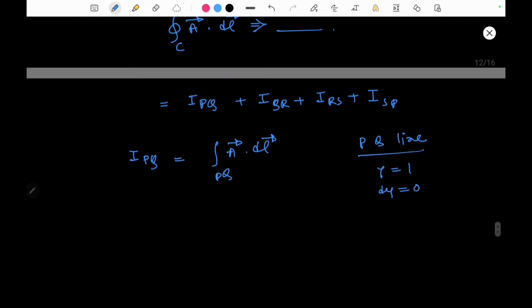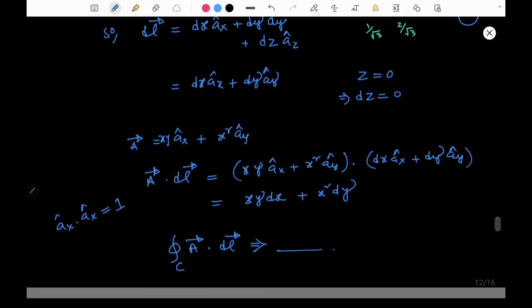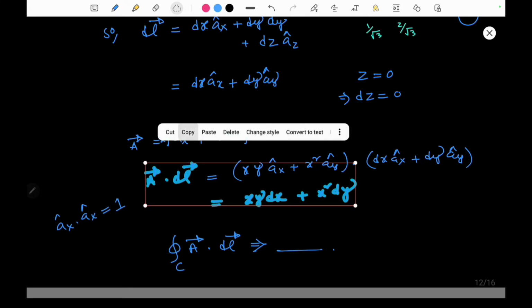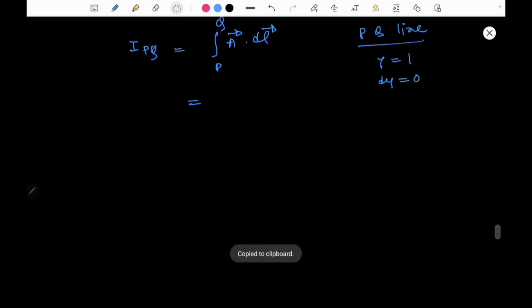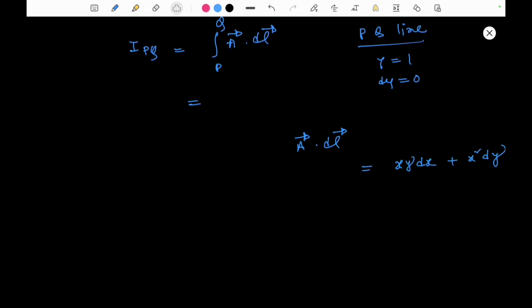So if dy equal to 0, then we can write this also like that, PQ. Okay, also better we can write P to Q. So dy is 0, so here we can copy this also to relate properly. Copy, paste. Okay.